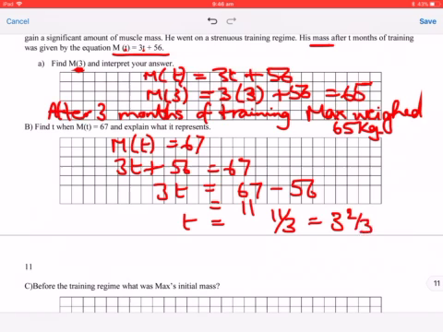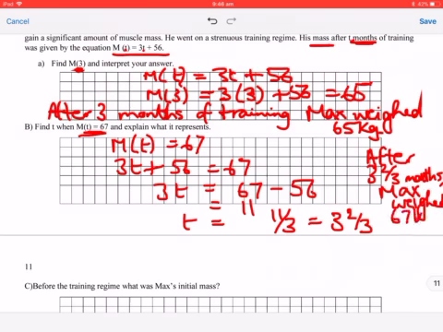So T months. Alright, T is the time in months. So this is explaining what it represents. Make sure you do the whole question if you get these questions. Don't just find it. Explain what it represents. So this means after 3 and 2/3 months, Max weighed 67 kilos. Alright, that's what that means.